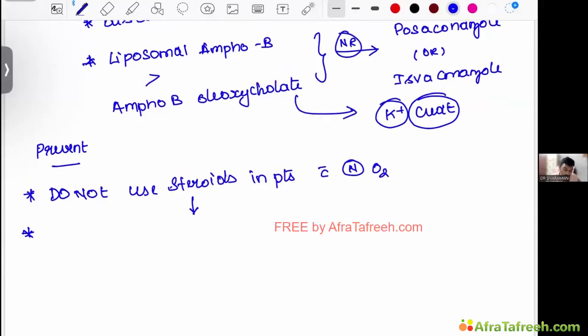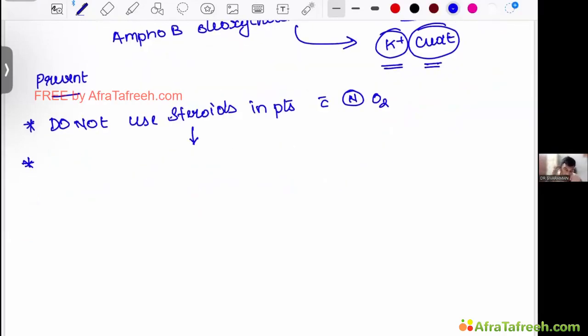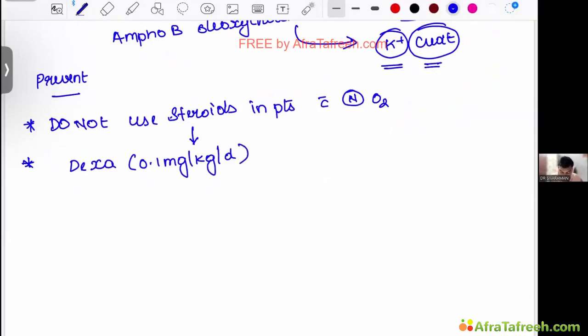See, liposomal amphotericin B and amphotericin B deoxycholate have high chances of hyperkalemia and of causing AKI, so always monitor potassium and creatinine. If there is no response or a contraindication to these drugs, then you go for posaconazole and isavuconazole. If there is a requirement for steroids, then you give Dexa 0.1 milligram per kg per day for 5 to 10 days, not more than that.